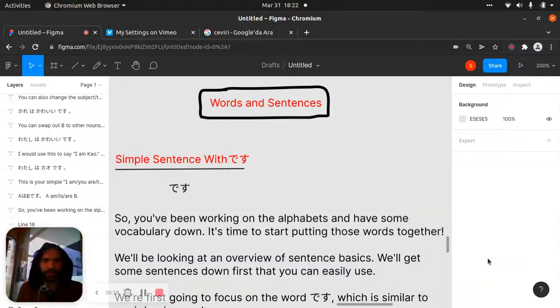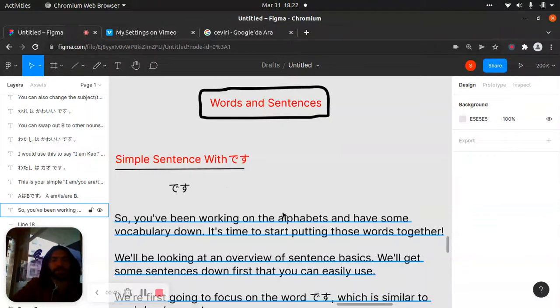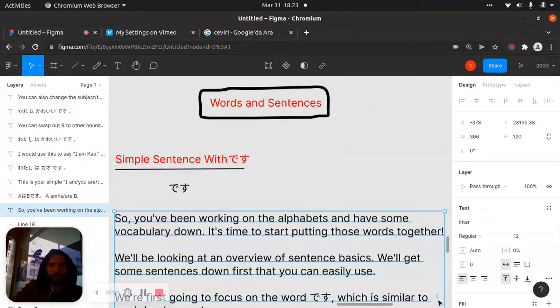Let's start. What will we learn today about Japanese? It's words and sentences. We'll start with the simple sentence with desu. Here we put the kuten, which looks like a small circle, a point. So desu. We are using it like am, is, are. You'll learn more with me on that point.